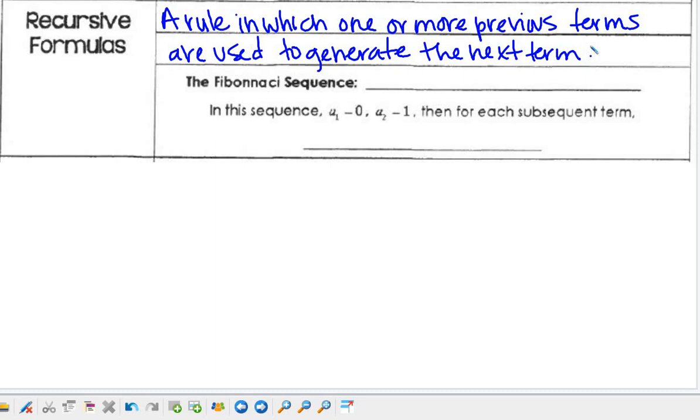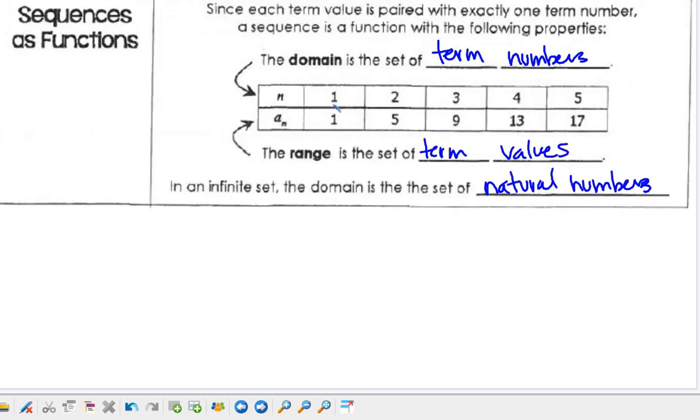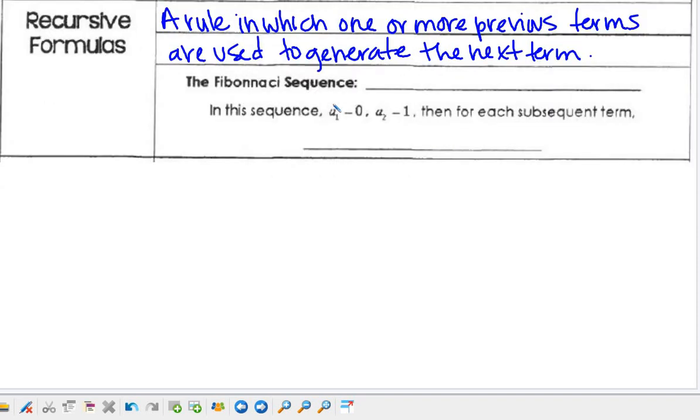This is actually what you're most familiar with, because just like in this first pattern, we needed to know what this one was to figure out this one, because it's the previous term plus 4. So 1 plus 4, then 5 plus 4, 9 plus 4, and so on and so forth. That's what you're actually most familiar with, even though it's the most difficult to write.